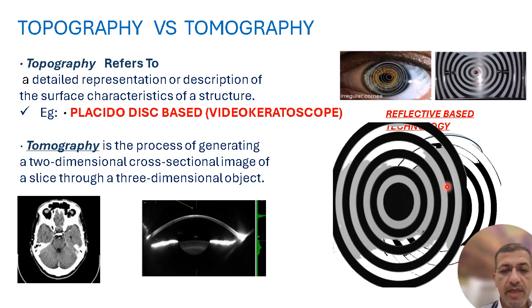However, the word tomography was initially used with CT scan and MRI, in which we construct a two-dimensional image for a three-dimensional structure, like the brain, for example. Here, the same: for the eye, we construct a two-dimensional image for the whole anterior segment of the eye. So this is called tomography. Although clinically these two terms are used by doctors interchangeably, the proper description for curvature-based is topography, and for elevation-based and anterior segment analyzers we should use the word tomography rather than topography.